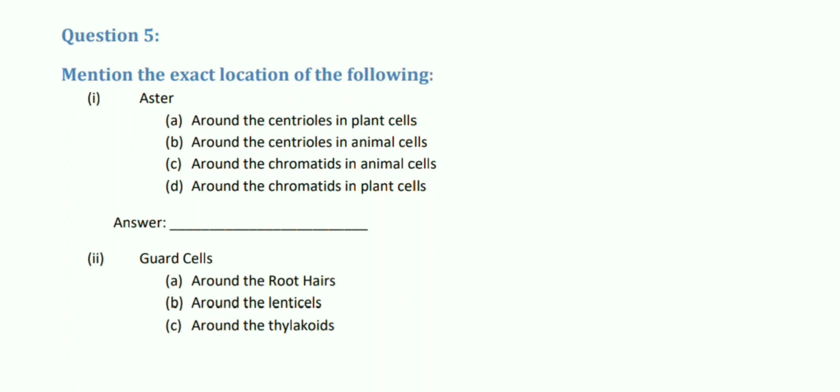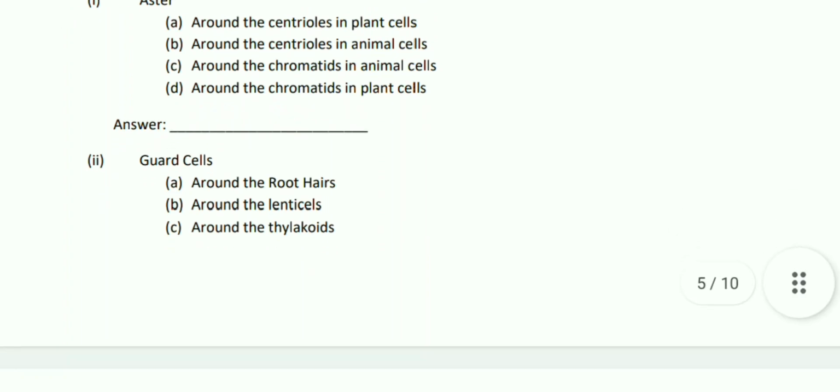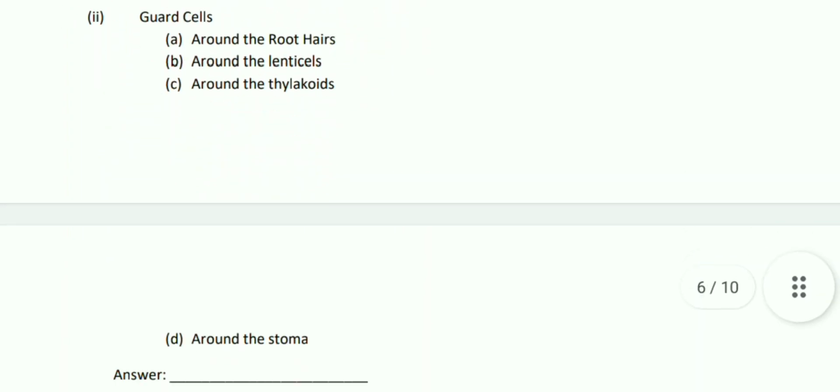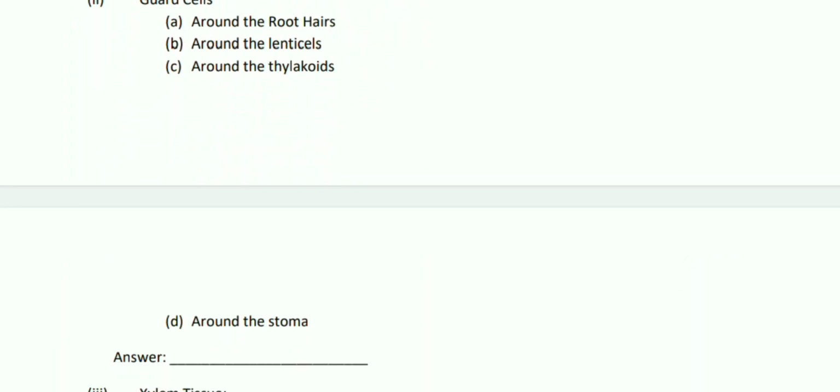Mention the exact location. Now we have to mention the exact location of the following. Number 1, aster. So where are aster rays formed? Around the centrioles. Great. Where? Animal cells. Now centrioles are only present in animal cells, not in plant cells. So option B. Next, where are guard cells found? Again around the stoma. Guard cells and stomata go hand in hand.